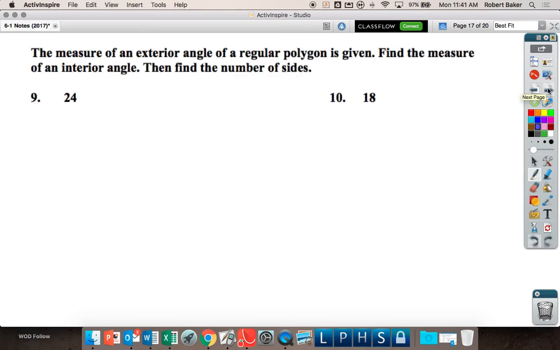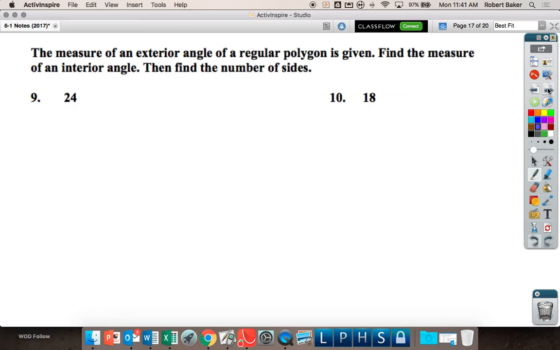Okay, let's see what else we can do here. It says the measure of an exterior angle of a regular polygon is given. Find the measure of the interior angle and tell me how many sides it has. So you guys look at this and you get concerned. It seems like a lot of work, doesn't it?